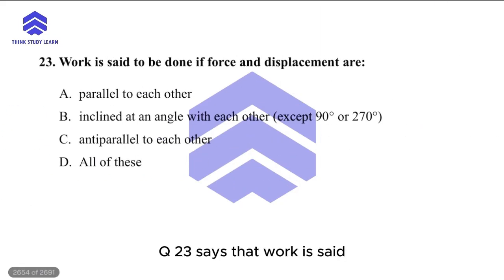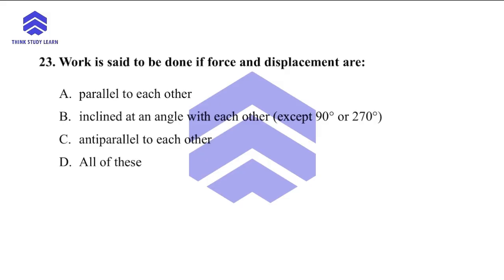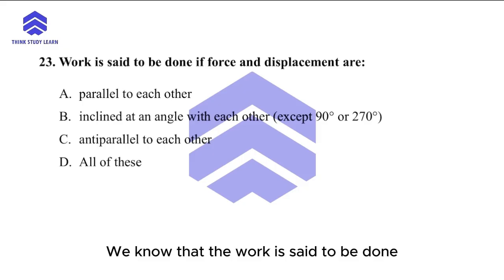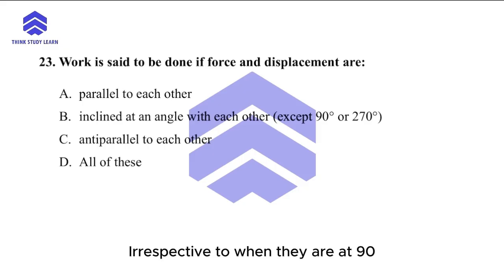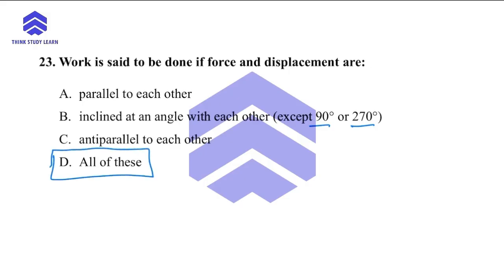Question 23 says that work is said to be done if force and displacement are parallel to each other, inclined at an angle with each other except 90 or 270 degrees, anti-parallel to each other. We know that the work is said to be done when the force and displacement occur, irrespective of whether they are at 90 degrees and 270 degrees. Hence, we can say that option D is the correct answer which says all of these.